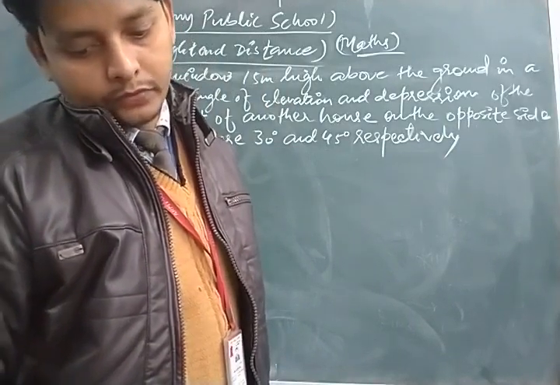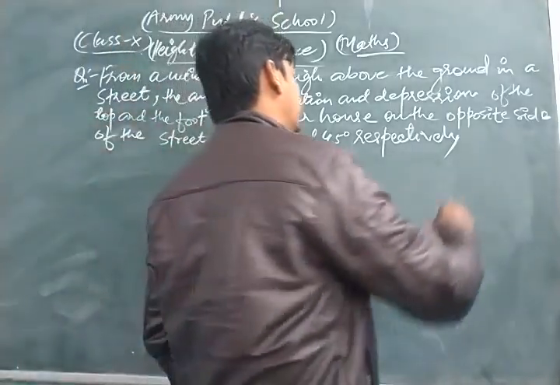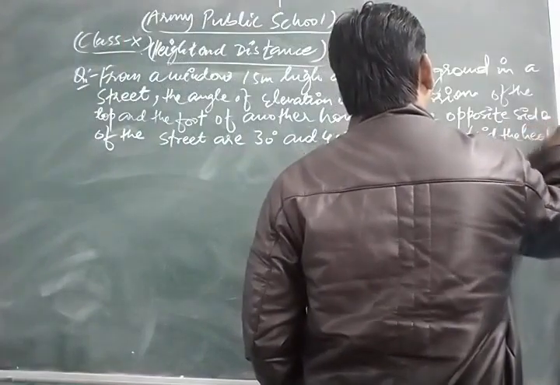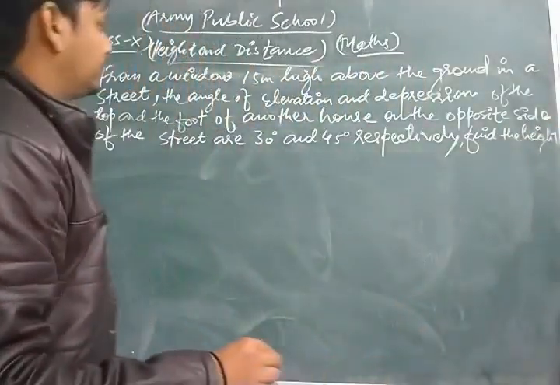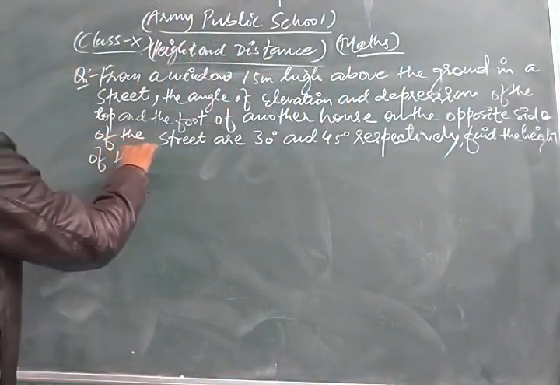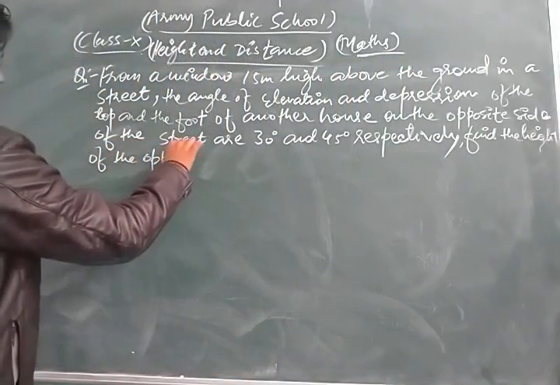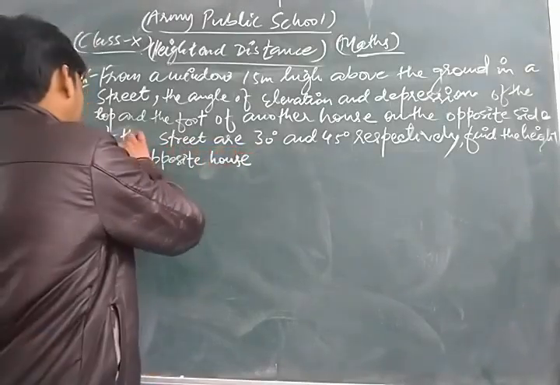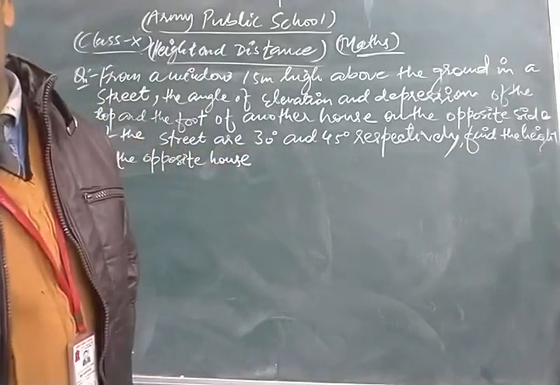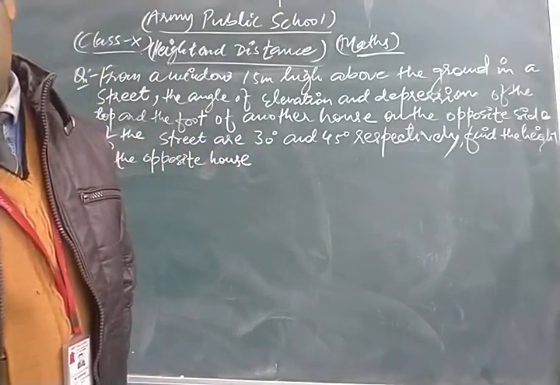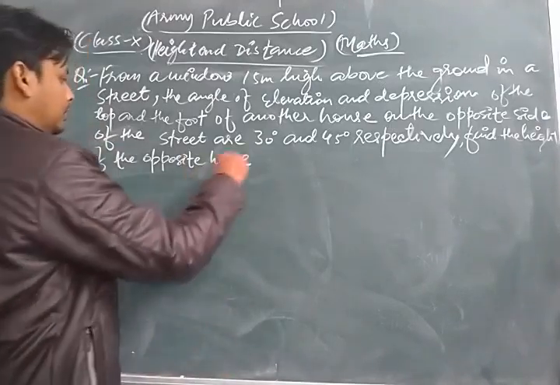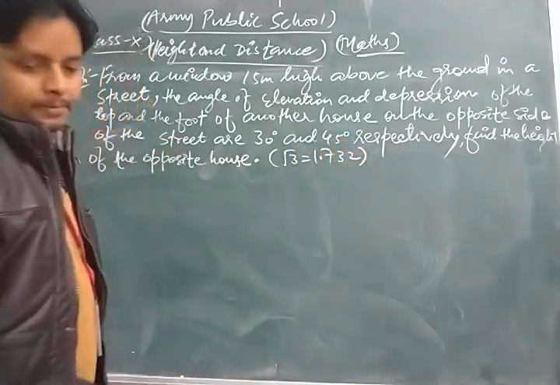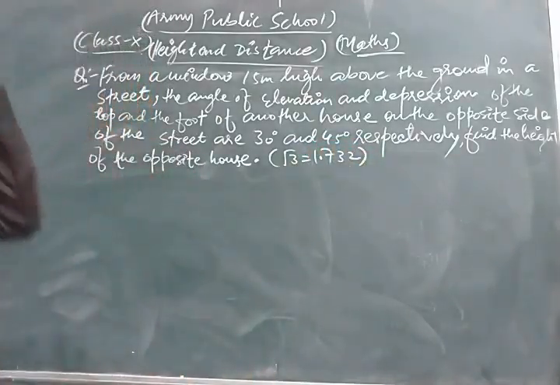Find the height of the opposite house. Find the height of the opposite house, and you take the value of root 3 as 1.732.